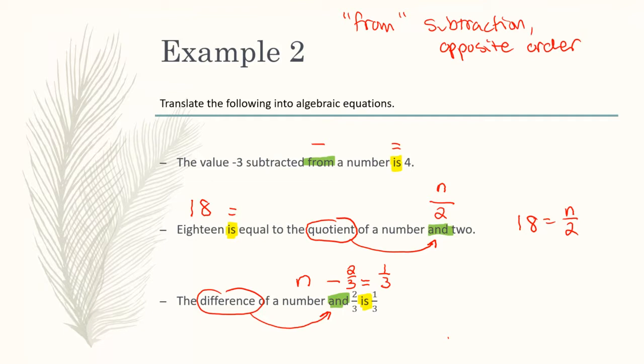So to the left of the word from, we have the value -3, and we have that subtracted from. So that -3 is actually going to go after. And I'm going to put parentheses there because we have two negative signs, and I don't want those to get confused. After the word from, we have a number, so that one's actually going to go first. We put these in opposite order. And then we just need to finish off what's after the equal sign, and it says 4, so that's going to be 4.